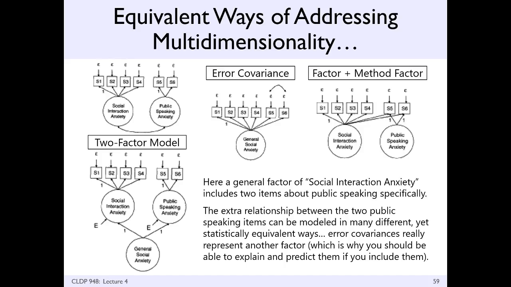The middle one here is the most direct way to solve a problem where these 2 items are more related to each other than is predicted by this factor. You just let them have an extra relationship. It literally plugs the hole in the correlation matrix with however much off you have from the model. It just lets the residual correlation be that. That way the discrepancy between data and model is minimized. It's gone. Ta-da!